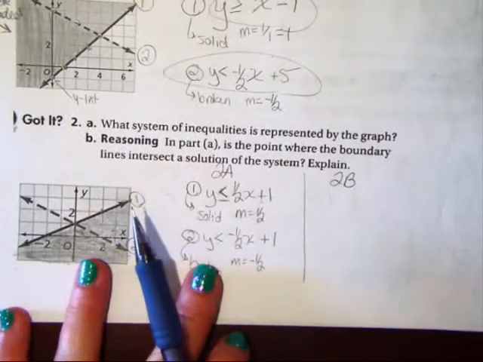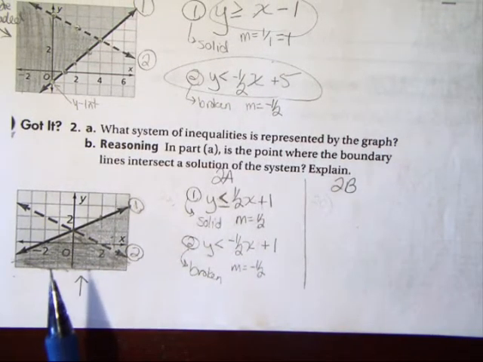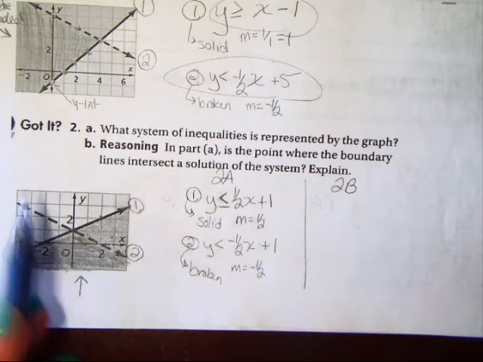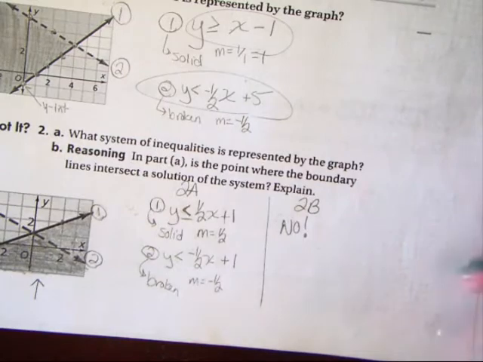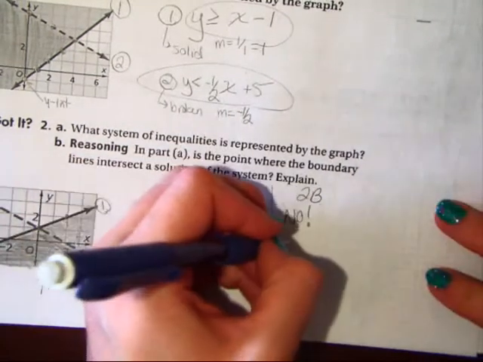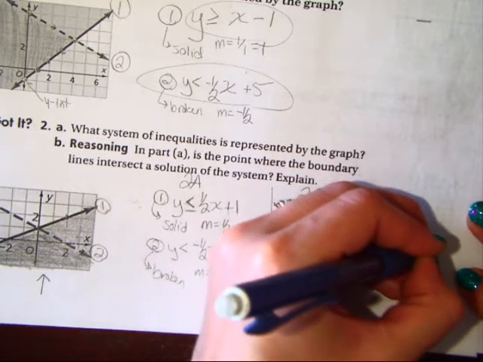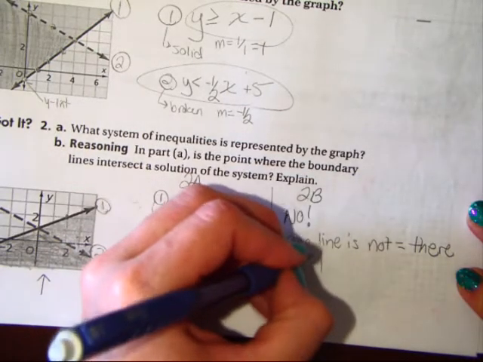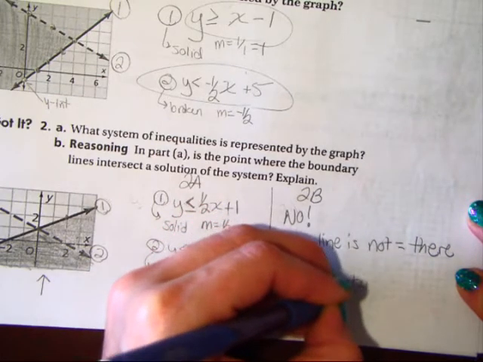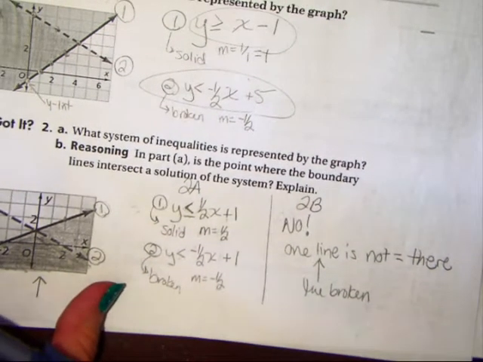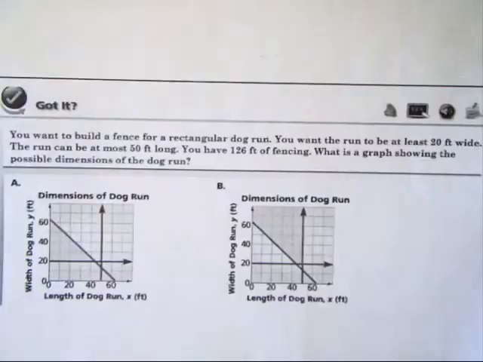In part 2a, this one right here, is the point where they meet, where they intersect, a solution? So I'm talking about this point right here. I want you to guess yes or no. I'm hoping you're saying no. It is not a solution. Now, why isn't it a solution? The reason is because one line is not equal there. Now when I say one line, guess which line that is? The broken line. And if the broken line isn't equal there, then it has to be both of them. So that's a no-go. It has to be both lines that are solid there in order for that to be true. All right, let's move on.